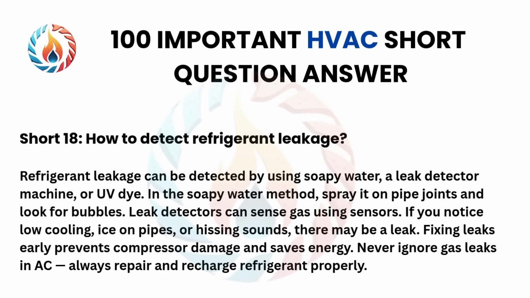Short 18. How to detect refrigerant leakage. Refrigerant leakage can be detected by using soapy water, a leak detector machine, or UV dye. In the soapy water method, spray it on pipe joints and look for bubbles. Leak detectors can sense gas using sensors. If you notice low cooling, ice on pipes, or hissing sounds, there may be a leak. Fixing leaks early prevents compressor damage and saves energy. Never ignore gas leaks in AC. Always repair and recharge refrigerant properly.